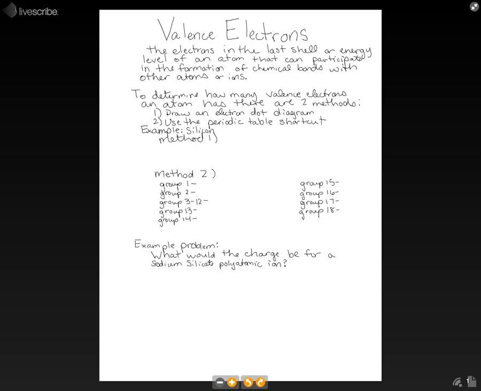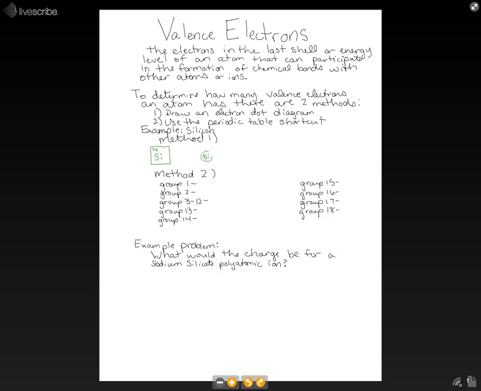To determine how many valence electrons an atom has, there are two methods. The first is to draw an electron dot diagram, and the second is to use the periodic table shortcut. First, we're going to go through the method of drawing the electron dot diagram using silicon. Silicon has 14 for its atomic number, so we know it has 14 electrons. First we start by putting an Si in the middle.